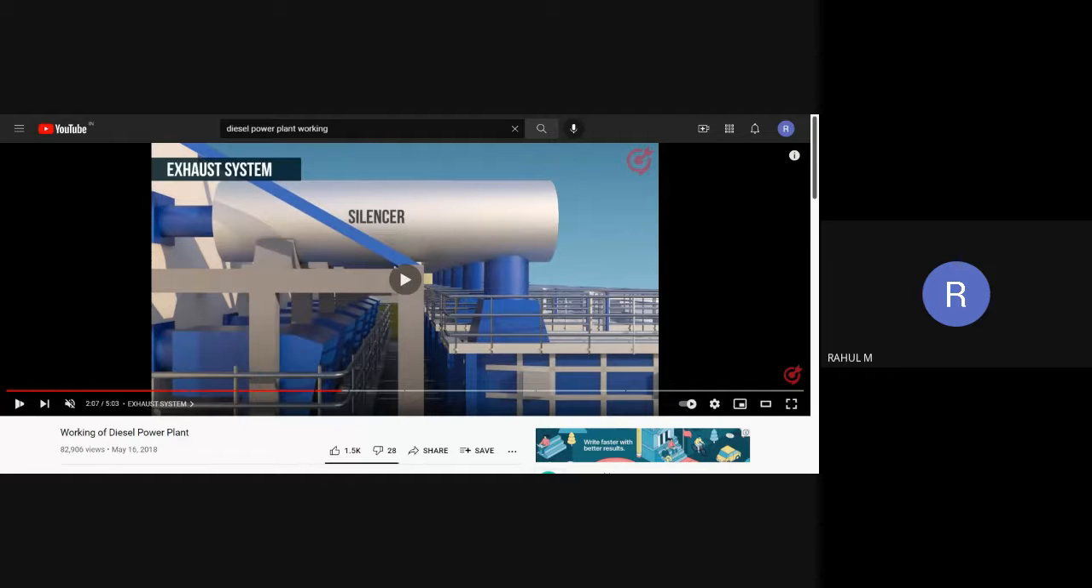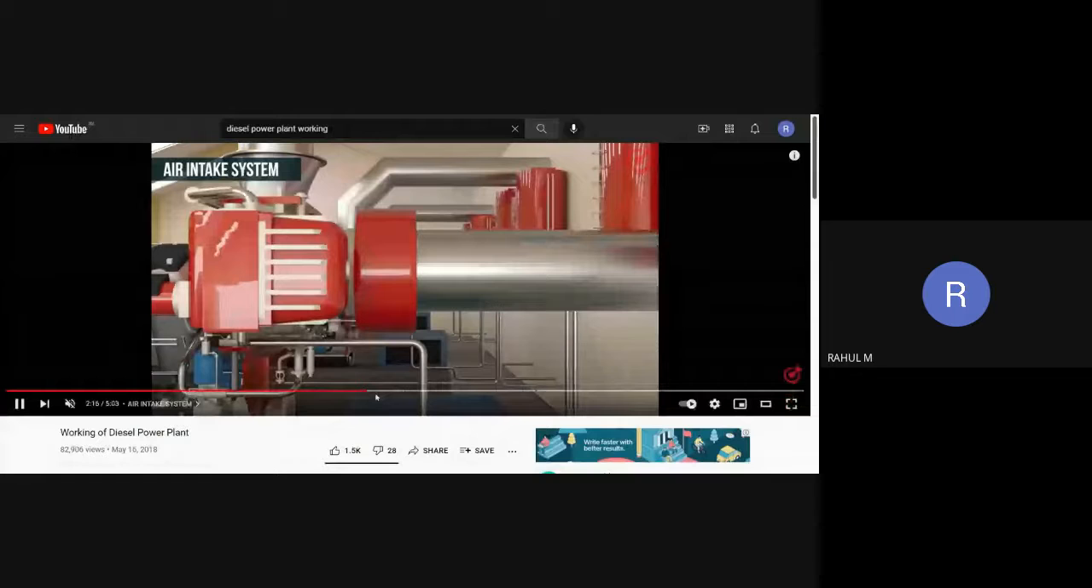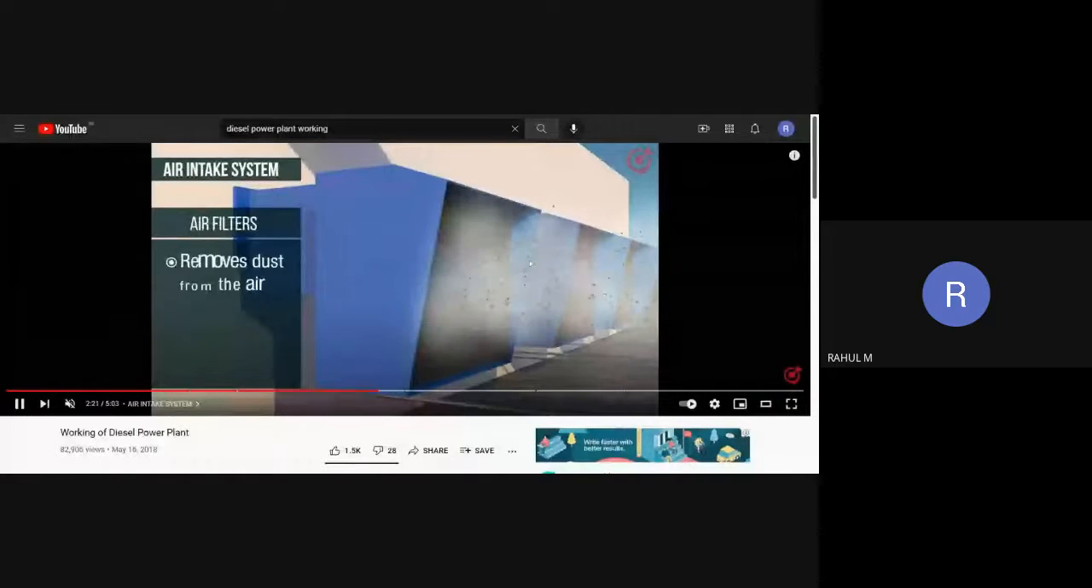So this is your exhaust system. Then you have an air intake system. As you can see, the air is drawn from this air intake system, and again the intake air has to be filtered. That is why there is a filter system here, air filters, and that will remove the dust from the air.